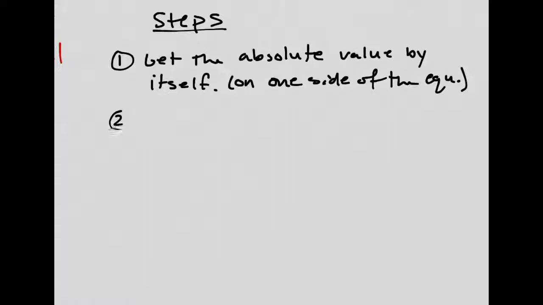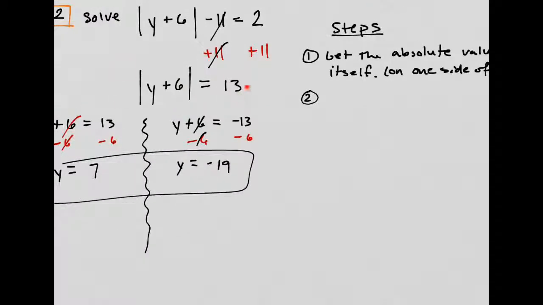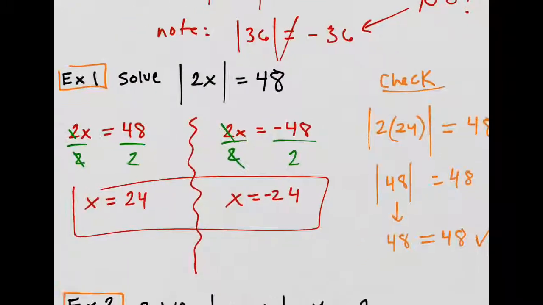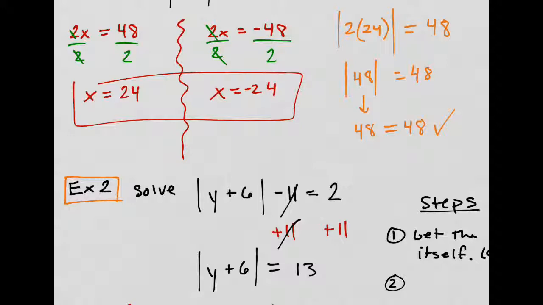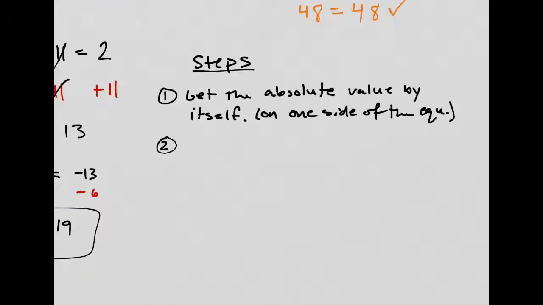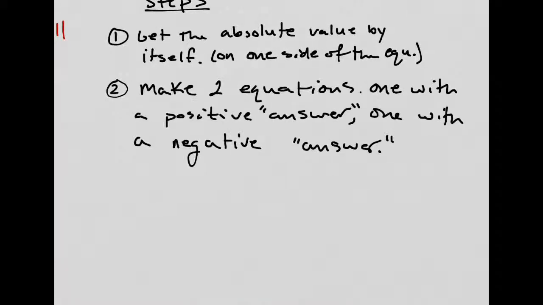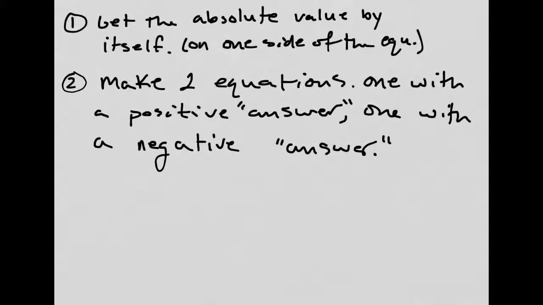Step number 2, what did we do? Well, after the absolute value was by itself, you make two equations. One with a positive answer, one with a negative answer. It's not really the answer, but one with a positive right side. Maybe I should say positive number. Yeah, I'll change that. One with a positive number, one with a negative number, and it's always the isolated number.